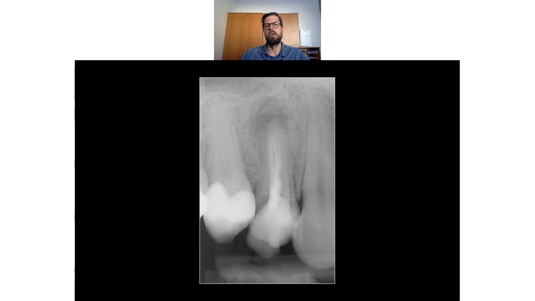So look at this situation. We have a first premolar with decay under the filling, and we won't do a pre-endo. We have a periapical lesion. So let's look at this case. This is the situation.